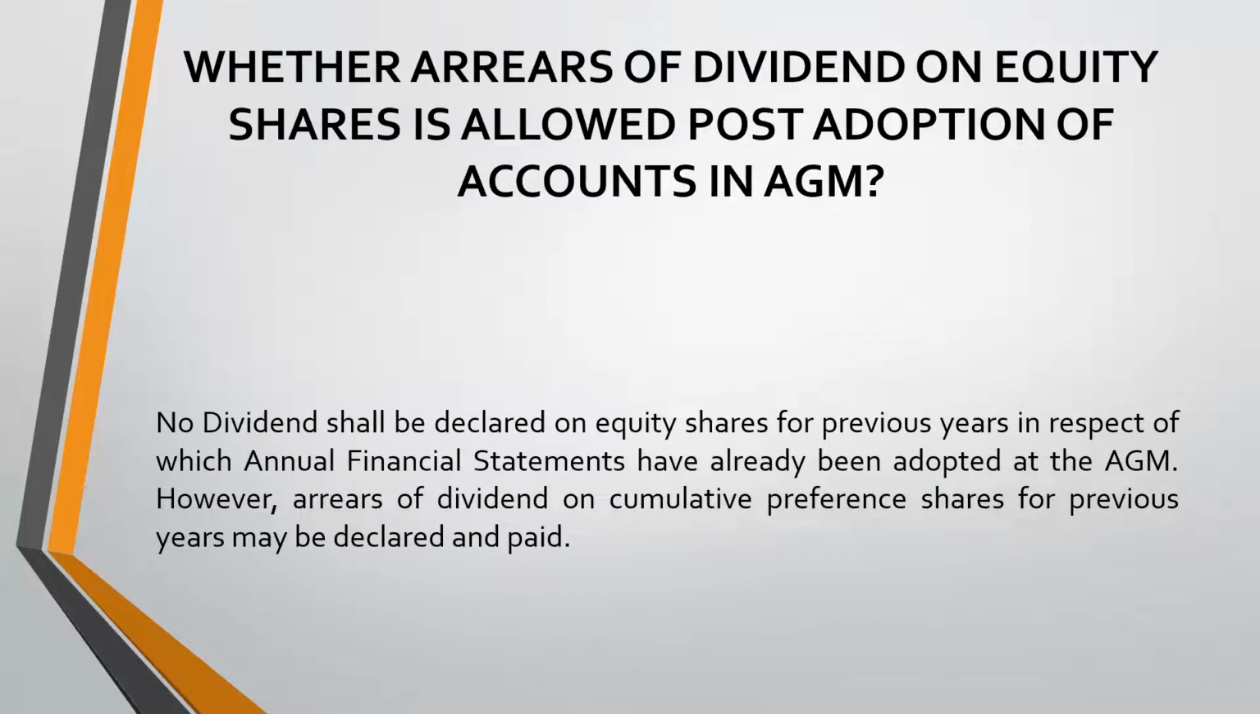Next is whether arrears of dividend on equity shares is allowed post adoption of accounts in AGM. No, no dividend shall be declared on equity shares for a previous year in respect of which annual financial statements have already been adopted at the AGM. However, the catch is here. Arrears of dividend on cumulative preference shares for previous years may be declared and paid.